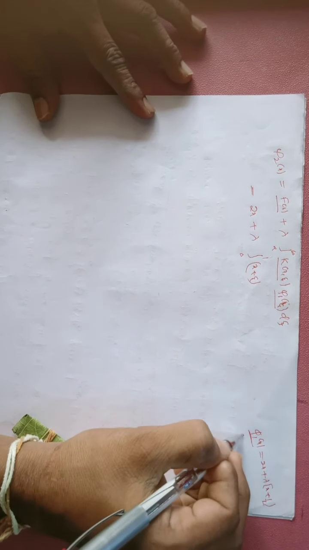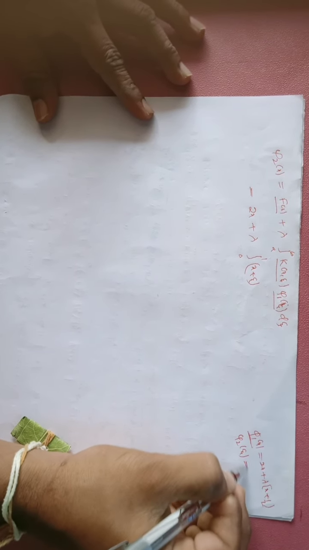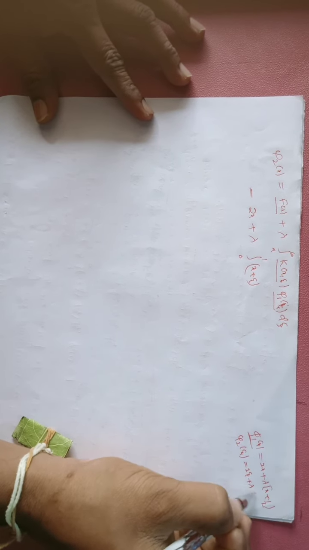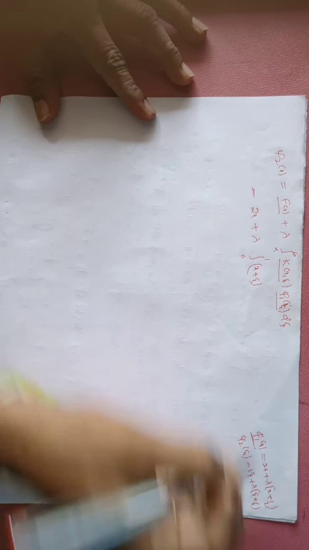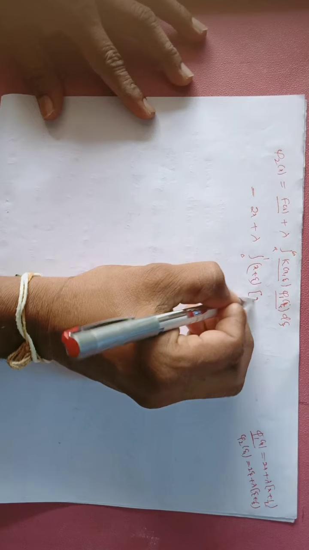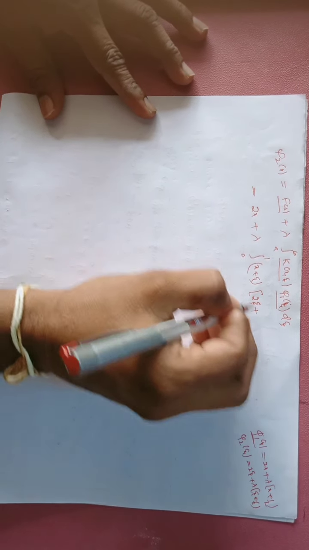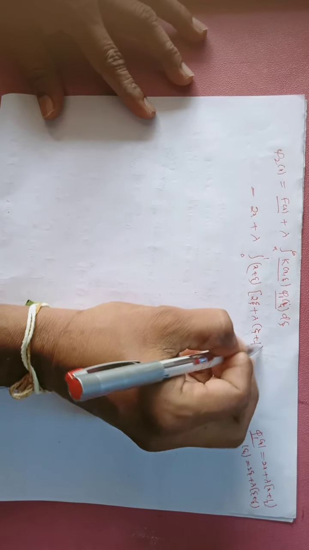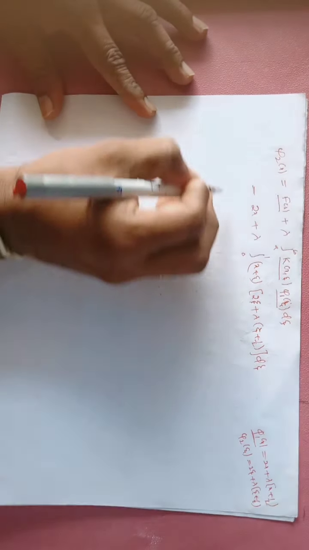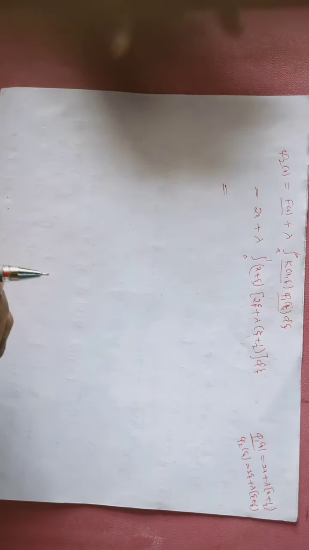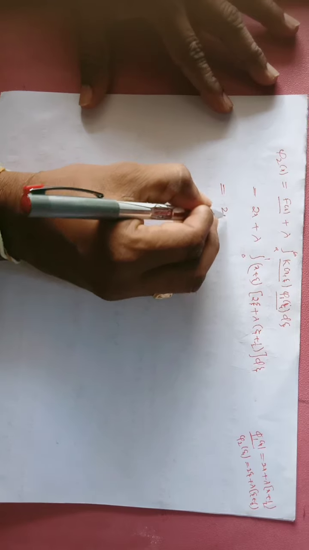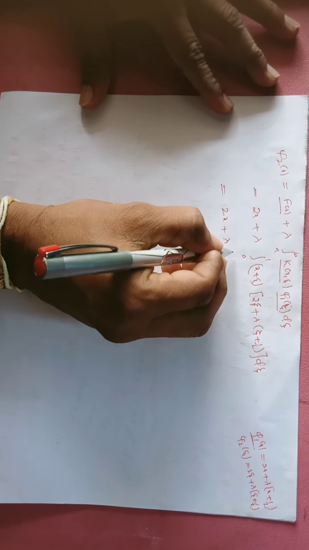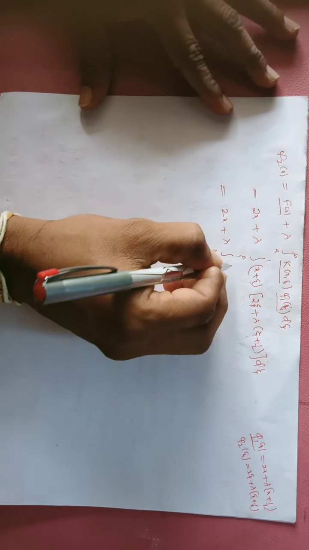So it is pi 1 x, but we need pi 2 xi. That means 2 xi plus lambda times of xi plus 1 by 2, into d xi. This means 2x plus lambda into integral 0 to 1.